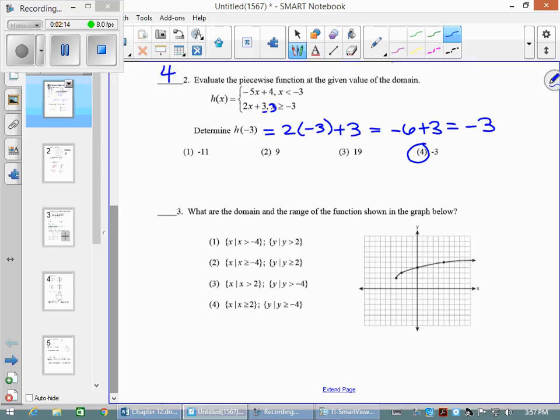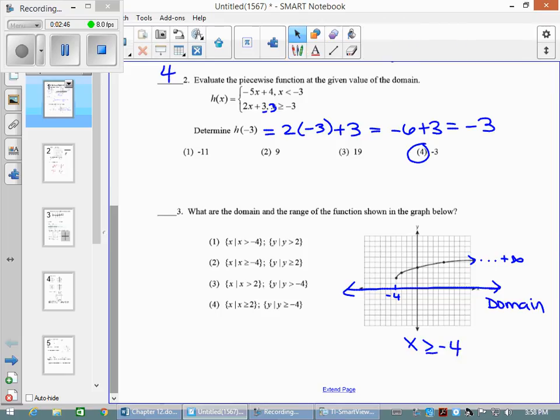Number 3, what are the domain and range of the functions shown in the graph below? So for domain, I'm looking at my x values. I'm looking from left to right to determine my domain. So if I look at my graph, the point all the way to the left would be the x value of -4, and that is a closed circle. And if I go all the way to the right, I see an arrow, again, pointing to positive infinity. So I could say that the domain would be x is greater than or equal to -4.